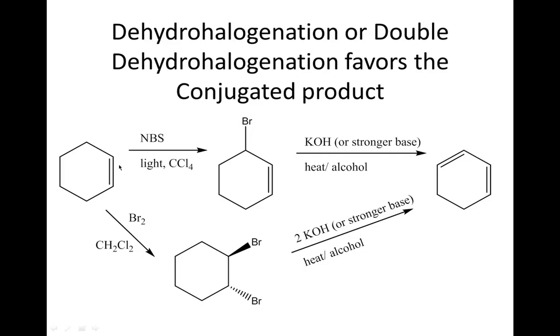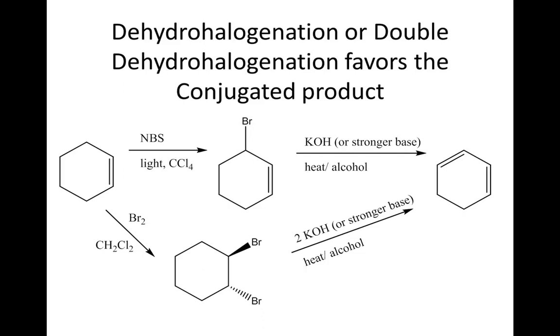Or alternatively, in chapter 10, we talked about doing allylic bromination, and we use NBS for that, N-bromosuccinimide, and that's actually a free radical reaction. And in cyclic cases, simple cyclic cases, you only get one product, so that's fine.